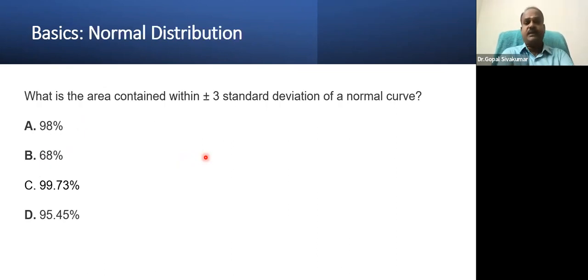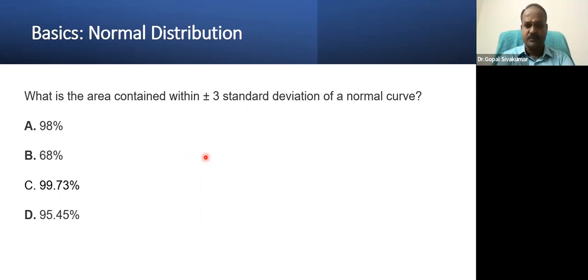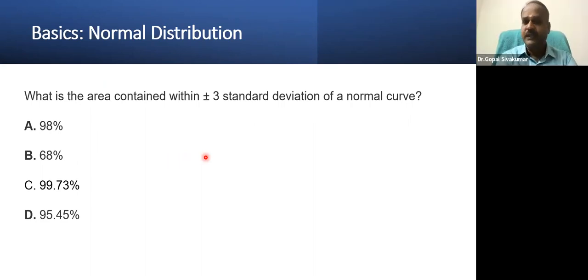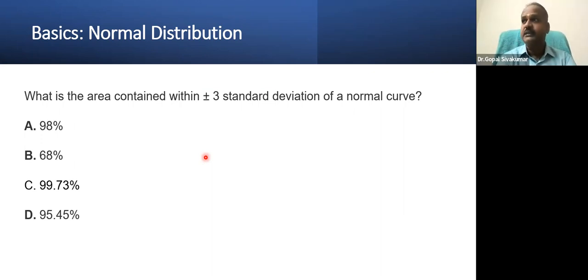What is the area contained within plus or minus 3 standard deviation of a normal curve? 68%. What is the area contained within plus or minus 3 standard deviation of a normal curve? 99.73, sir. 99.73 is the correct answer.